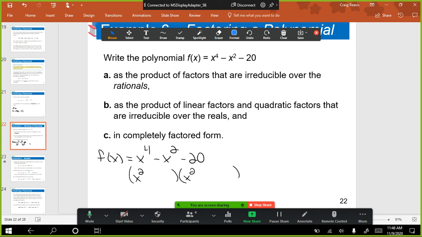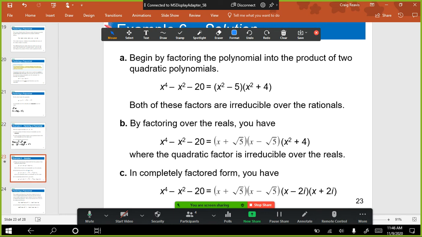And then I need to know what will multiply to negative 20 and add to negative 1 for that middle term, correct? So that would be minus 5, plus 4. So that's all I can do. If I'm going to factor this over rational numbers, that's as far as I can go. Okay, nothing else is reducible. All right. Part B, so this is the A part. I believe that's correct. Let me double check.